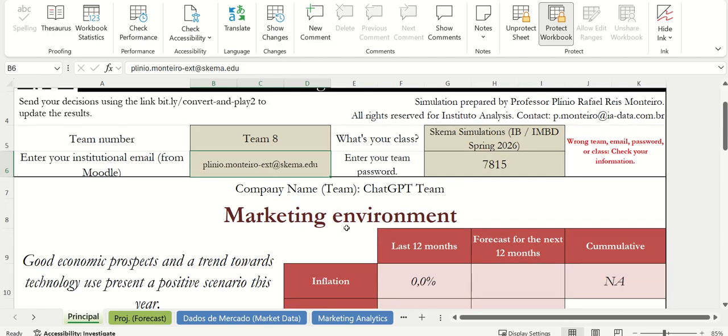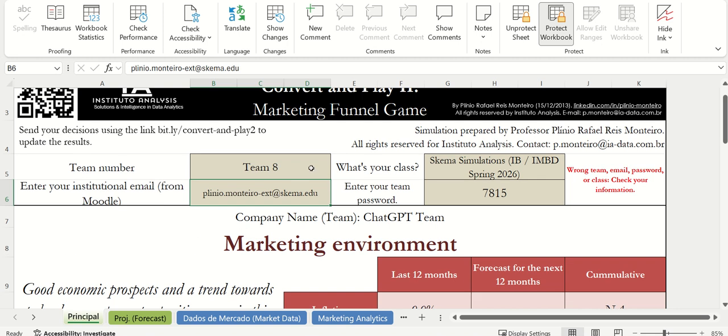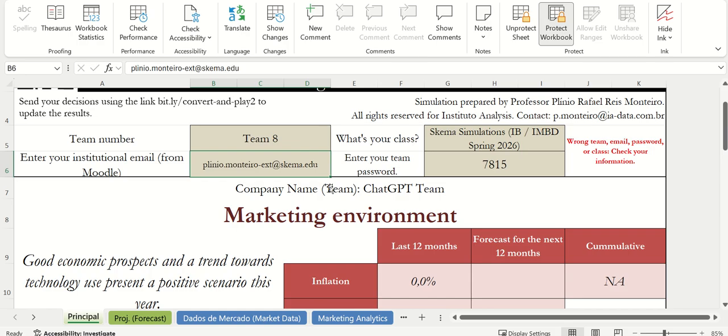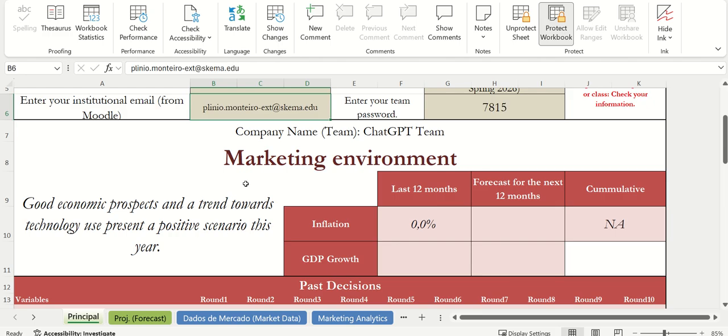So, as you already know, here we have a simulation in the SaaS industry, and we are going basically to manage our marketing funnel. And here you have some important things to follow. For instance, in the marketing environment, we have a basic explanation of what you may expect for the next rounds for the economy. For instance, for this first round, you may expect good economic prospects and a trend towards technology use, presenting a positive scenario this year.